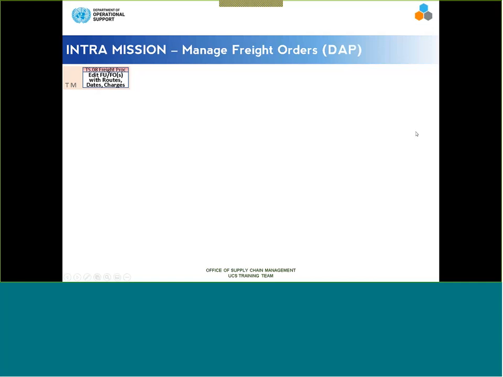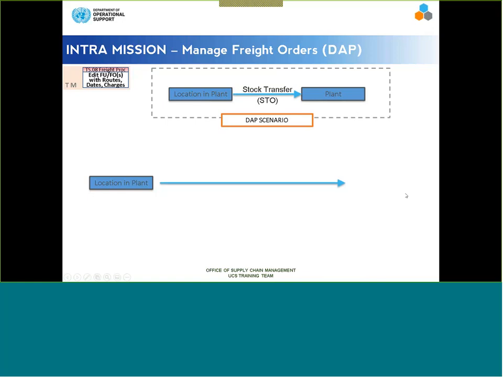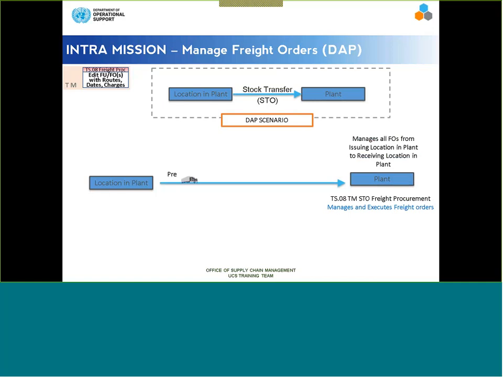We also saw that we are editing the freight orders with routes, dates, and charges. This slide is showing you guys the intermission management of freight orders for DAP scenarios. This one is very easy because in intermission scenarios, it's always going to be the issuing plant, the same as the receiving plant, that's going to be managing everything, the transportation, and also the freight orders. So I'm just going to skim through this one quickly.